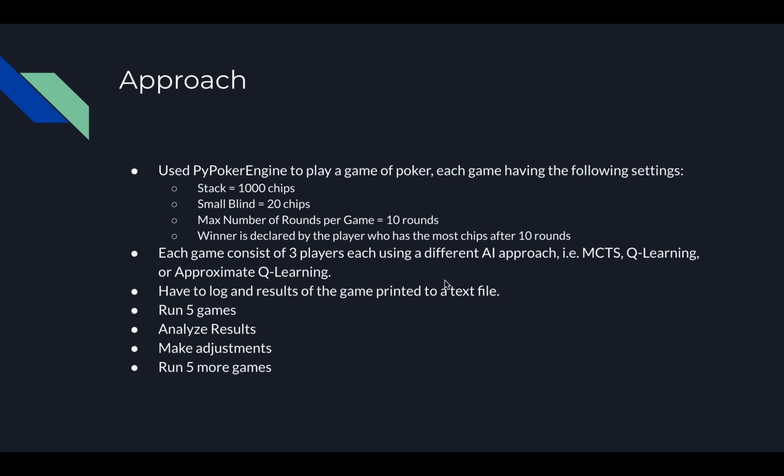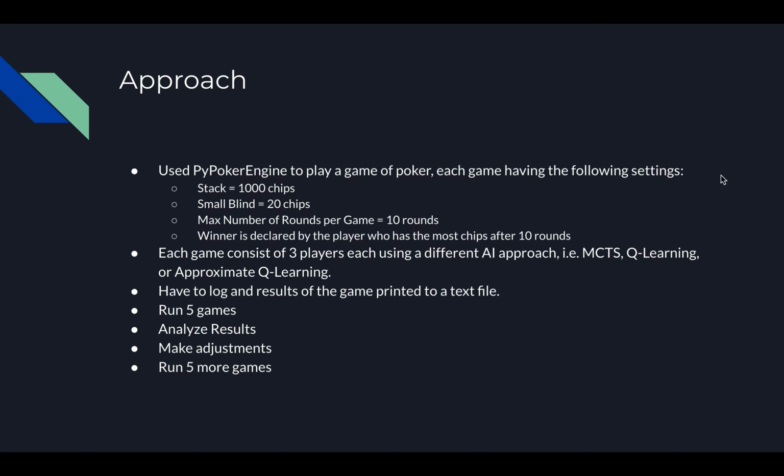So basically, each game you can set up the game. Each game starts out with 1,000 chips. Each player has 1,000 chips. The small blind is 20 chips. I set a max round per game to 10 rounds, so the winner of the game is declared after 10 rounds. Whoever has the most chips after 10 rounds wins.